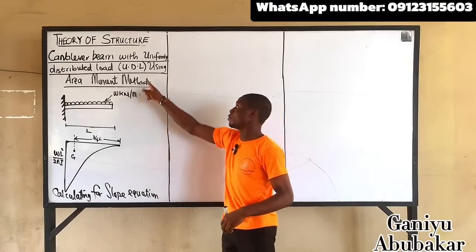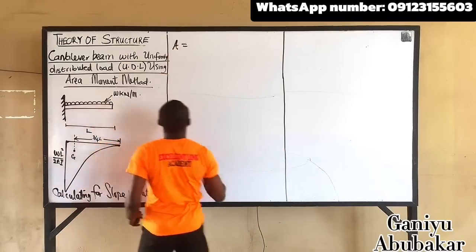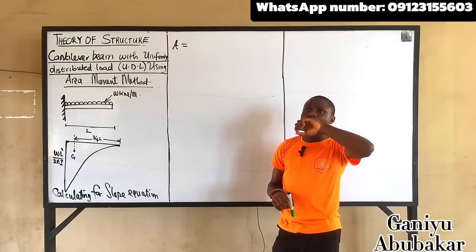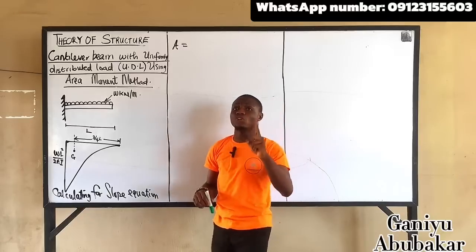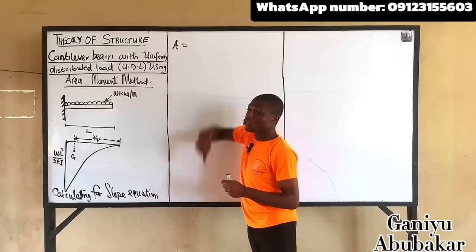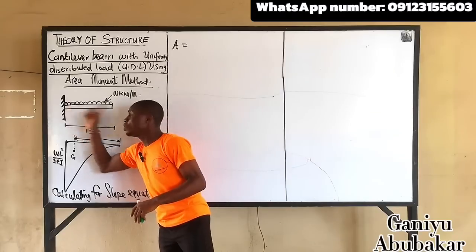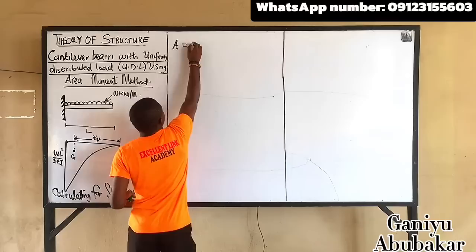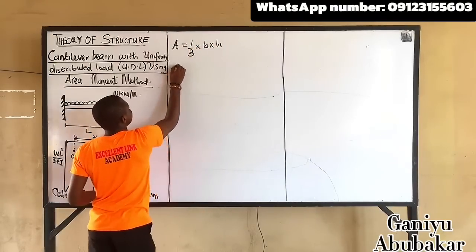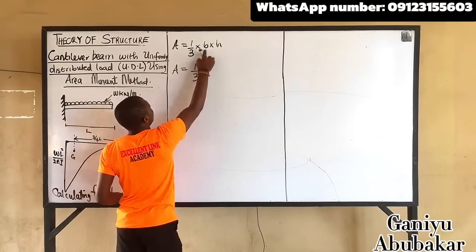That's A. For the area moment method, we said it is A. In this case, my A is equal to, look up please. When I derived the slope equation for a cantilever beam with a point load at the free end, the area was one over two times breadth times height. In this case, it changes because it's UDL. It becomes one over three times breadth times height.